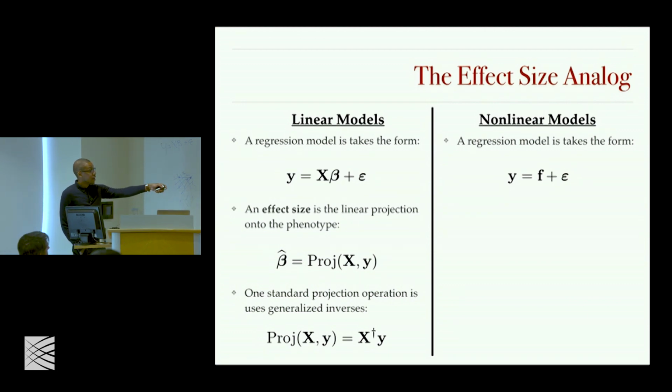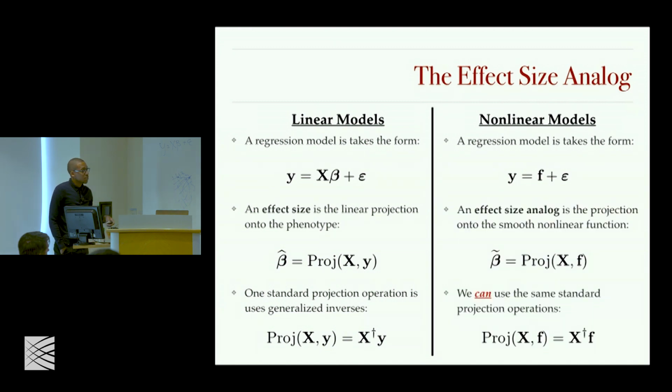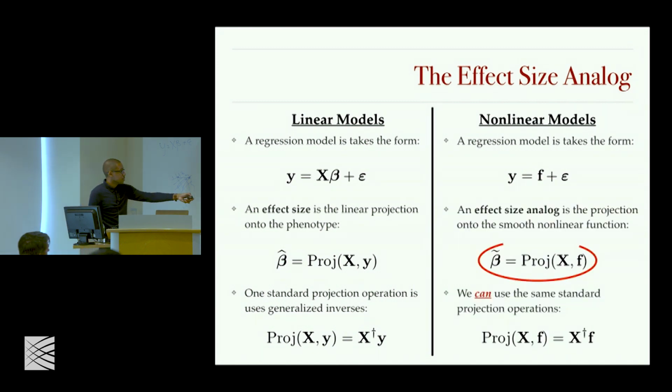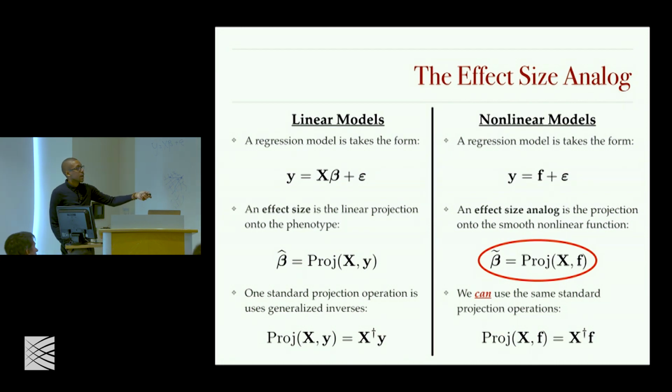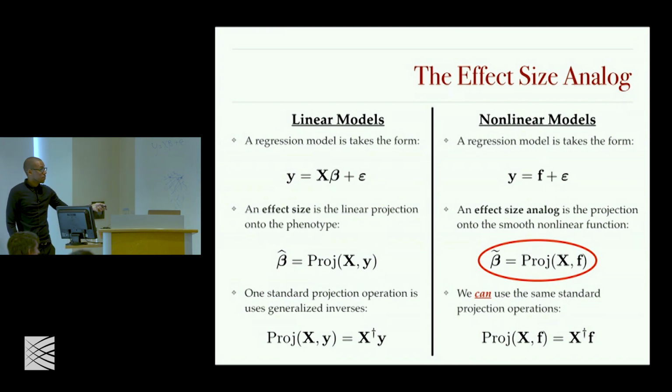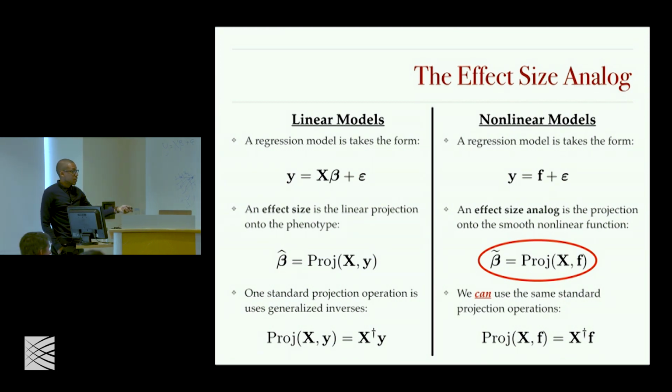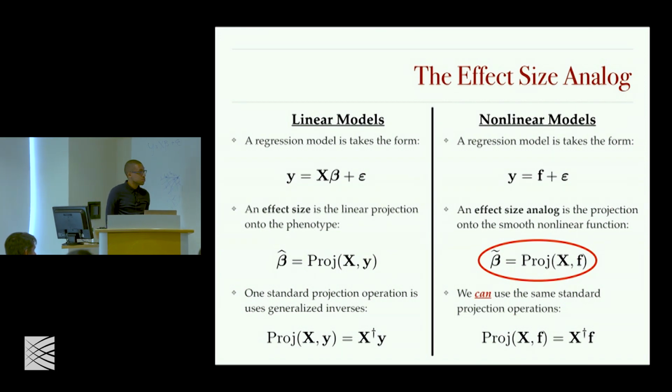I have my nonlinear model here. Again, I don't have this beta term. But a cool thing for the effect size analog is that you can project, instead of this nice y, the nice smooth nonlinear function onto the column space of x, and get an effect size analog of what happens after you fit this nonlinear model. You can use the same standard projection, and you can use these beta tildes for the same kind of prediction-based or inference-based things that you would do with these beta hats. And I'll show you how to do the inference.